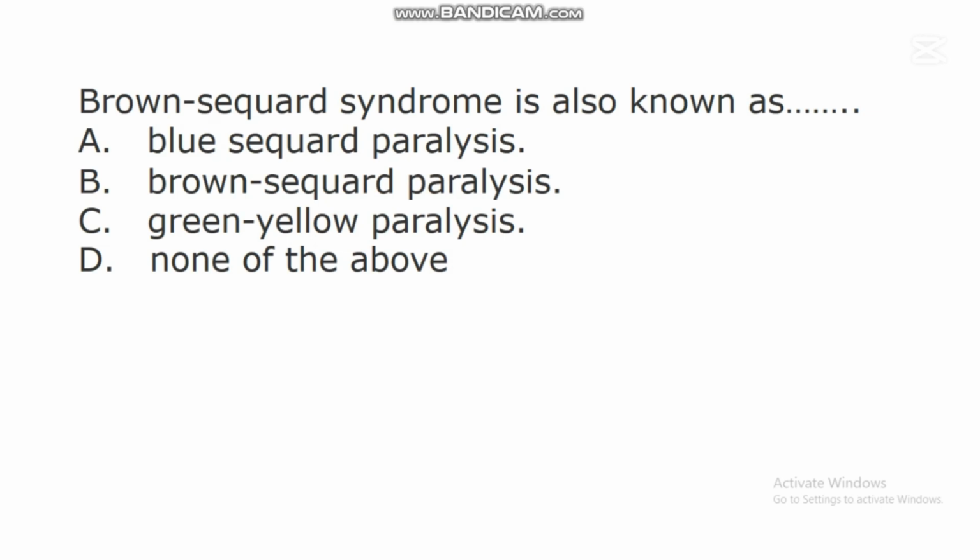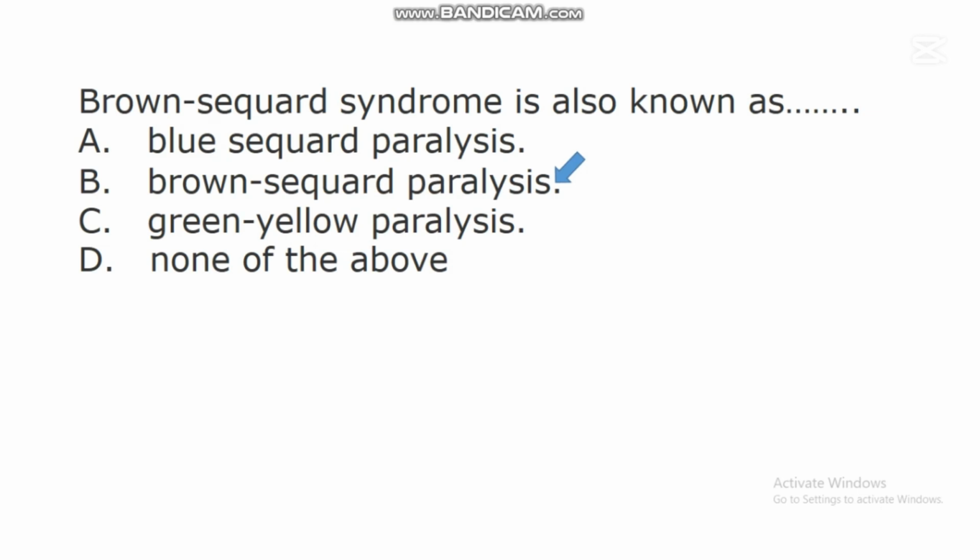The next question says, Brown-Sequard syndrome is also known as dash. A. Blue-Sequard paralysis. B. Brown-Sequard paralysis. C. Green-yellow paralysis. D. None of the above. In this question, the correct answer is B. Brown-Sequard paralysis. This spinal cord disorder called Brown-Sequard syndrome is also regarded as Brown-Sequard paralysis.